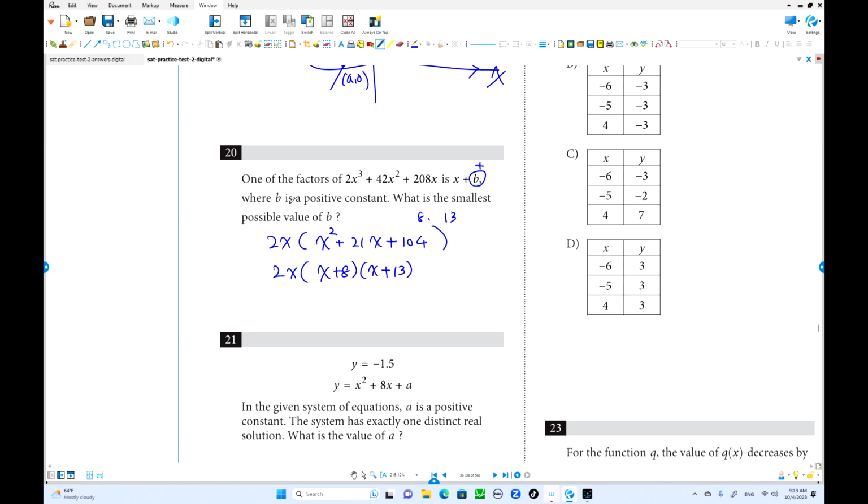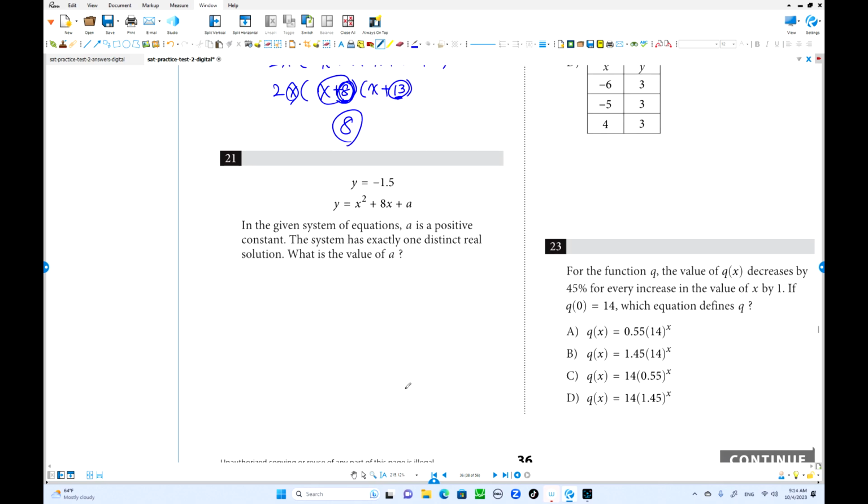But if they didn't say b is positive, just a constant, the smallest b can be is 0, right? x plus 0, because you have the 2x term. But b is positive, so it can't be 0. Positive means only some number above 0, okay? So in x plus 8, the minimum value of b equals what? The smallest one is 8. We have two choices, 8 and 13. 8 is the smallest one.